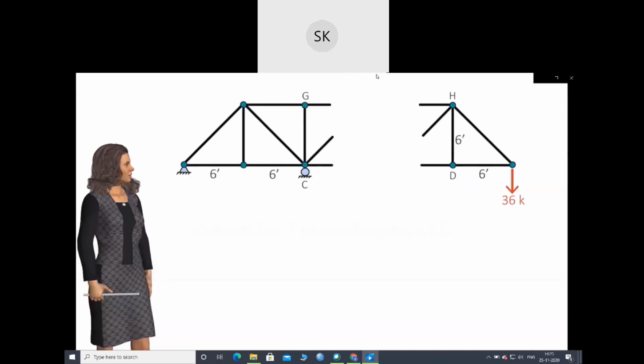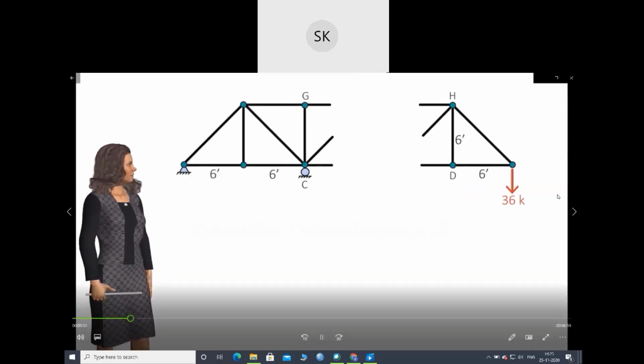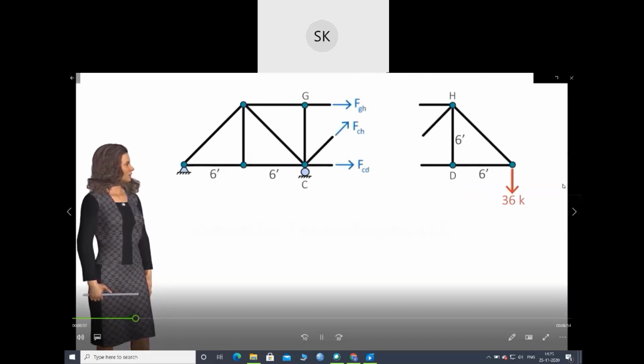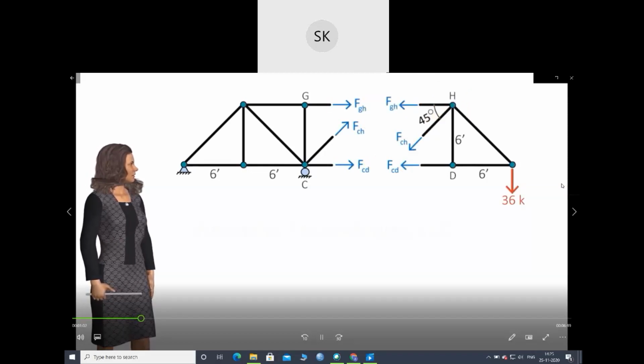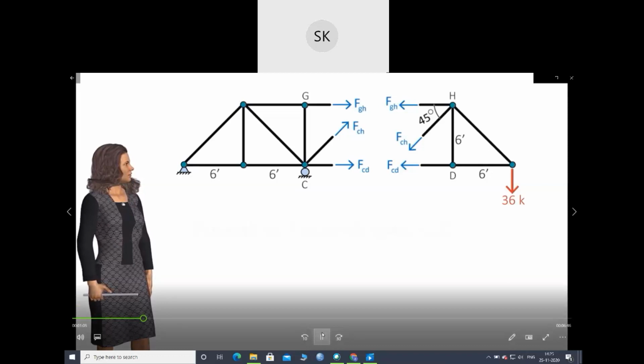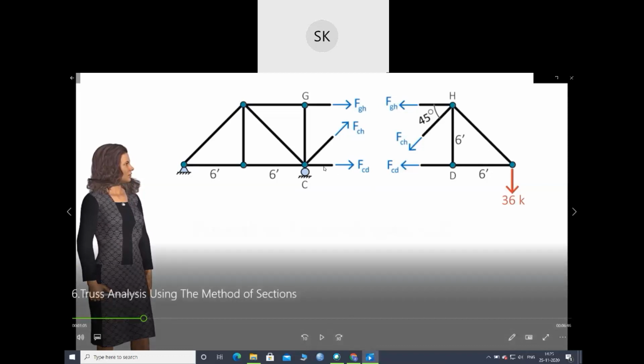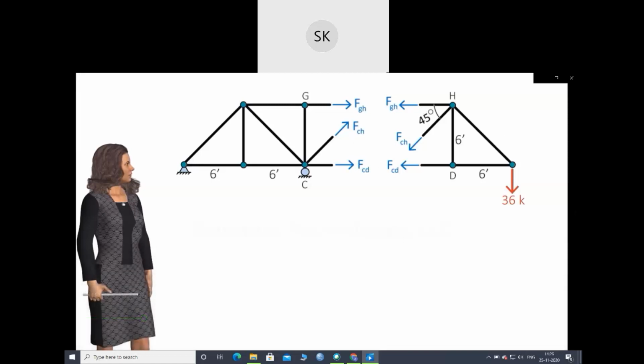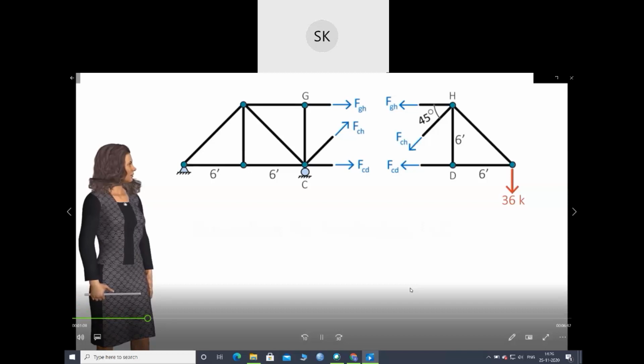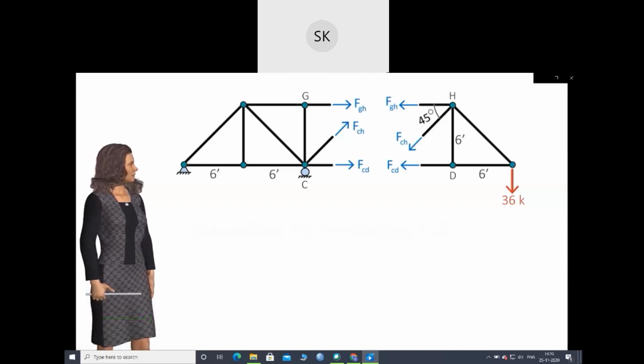In order to split the structure in two parts. When we cut a truss member, we expose its internal force. In this case, since we have cut through 3 members, we've exposed 3 member forces. We know that when a truss is in the state of equilibrium, the equilibrium equations are satisfied for the entire structure and for any isolated part of it.